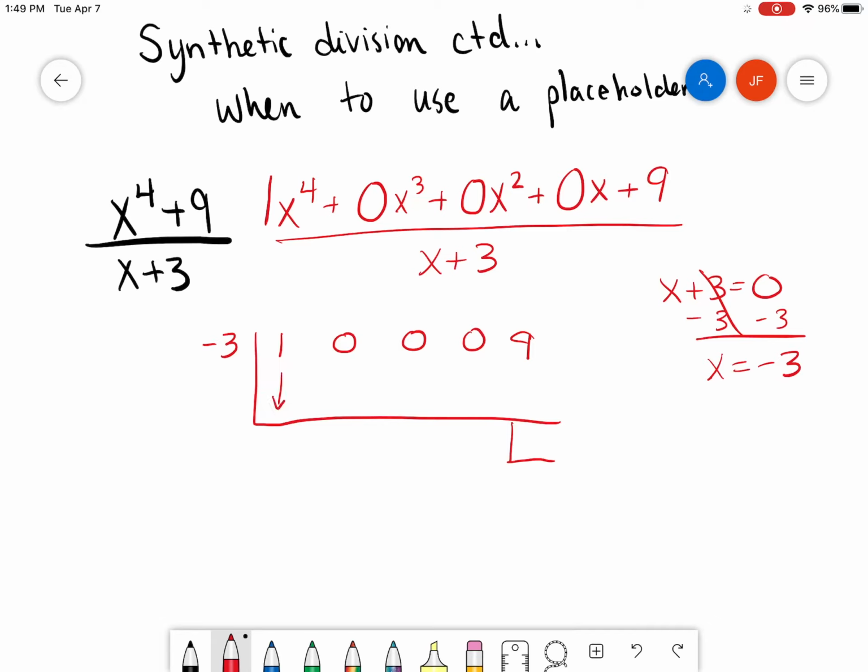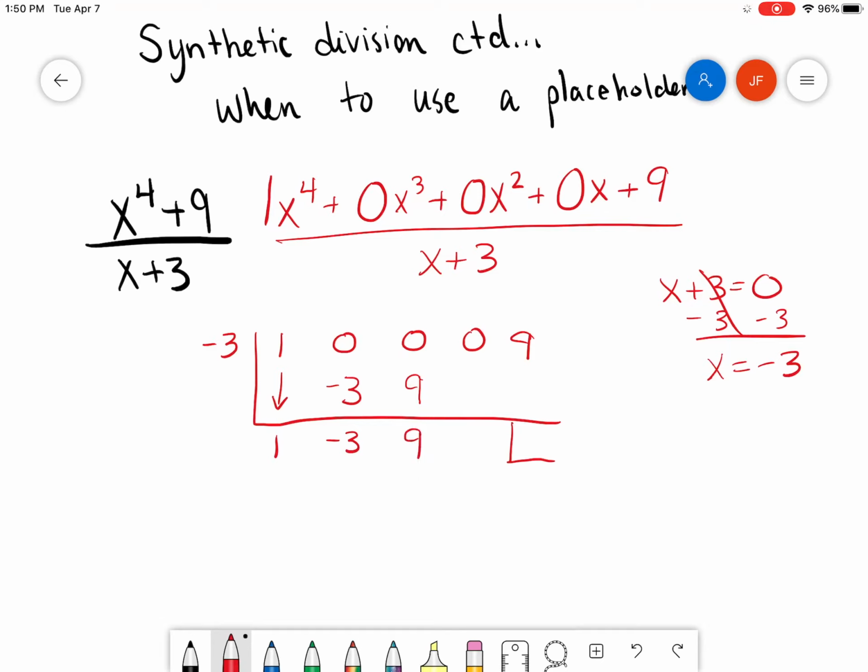Now, the next thing you're going to do is just follow this pattern. You're going to drop down this 1, and the pattern is to multiply on the outside and then add on the inside. So multiply negative 3 times 1, that's negative 3. That gets written underneath the first 0. And then add 0 plus negative 3, so that's negative 3. And then multiply negative 3 times negative 3. So that's positive 9. You write that underneath the second 0. And then add 0 plus 9, which is 9.